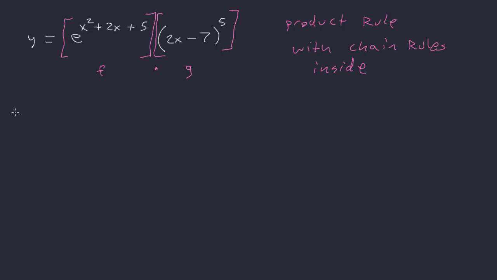Okay, so when we go to calculate y prime, it will be the derivative of the first function. The derivative of the first function, e to the stuff, well, that's always itself. Okay, times the derivative of the stuff. Well, the derivative of the stuff is going to be 2x plus 2 in this case. Okay, now times the second function left alone.